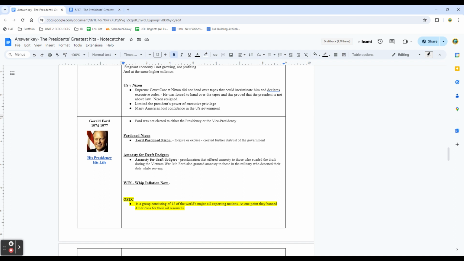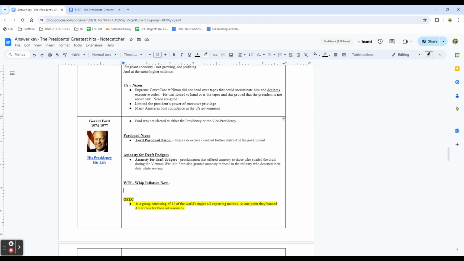Gerald Ford also has this amnesty for draft dodgers, people who had avoided the Vietnam War draft, either leaving the country or going into hiding, were technically criminals. So Ford's draft dodger amnesty proclaimed that people who avoided the draft during the Vietnam War could come out of hiding. People who deserted the military while serving would not be severely punished. And people who had left the country to avoid the Vietnam War could also come back without fear of being arrested.